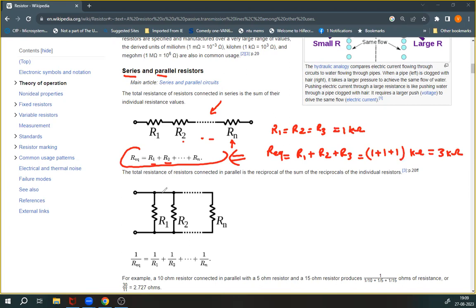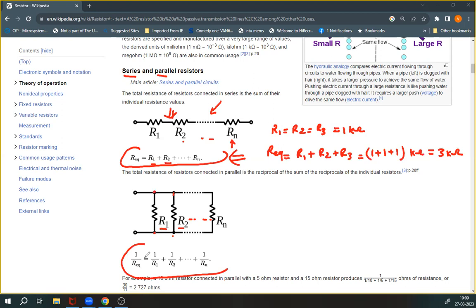On the other hand, you have the parallel combination of resistors. For example, R1, R2, and you can connect up to n number of resistors, but they are all connected in parallel. It means the two ends of these resistors are connected to each other, as opposed to the series combination here. So in such a case, how do you write the equation to calculate the equivalent resistance? It is right here.